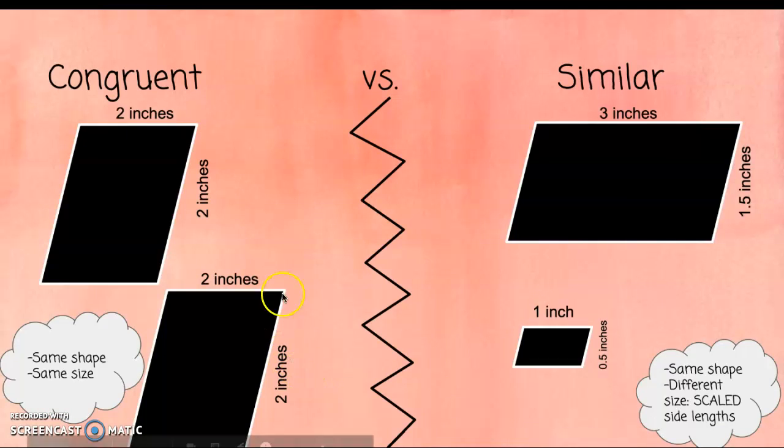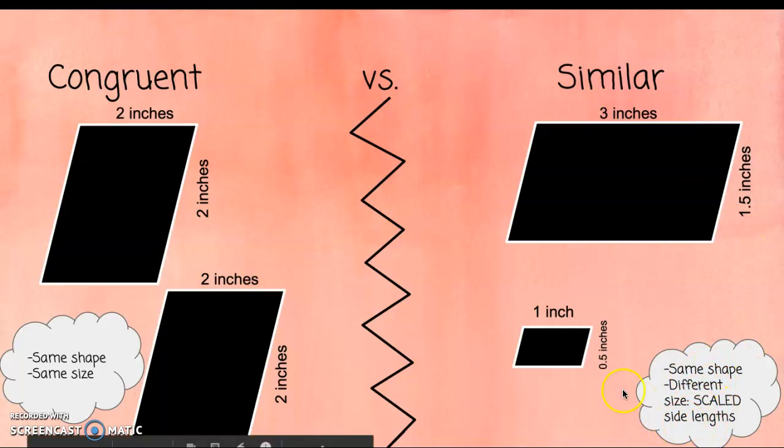All right, so just as a reminder, congruent means same shape, same size. So here I have two rhombuses, rhombi, and they're 2 by 2, which means that they are the same shape and same size. If I were to move this one and put it on top of that one, it would fit perfectly.